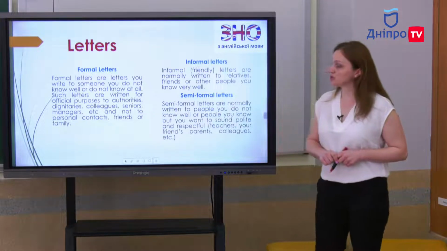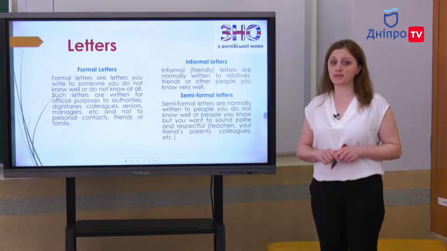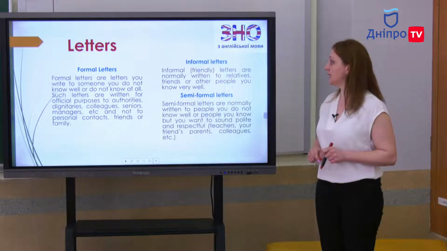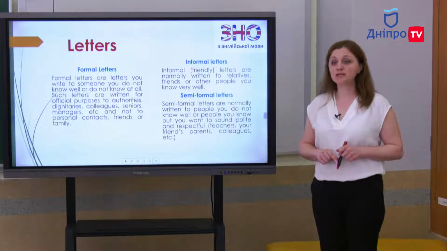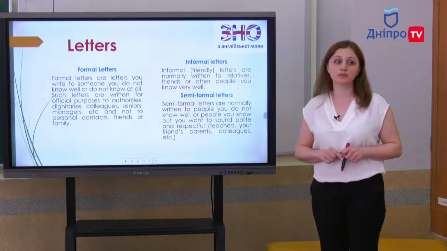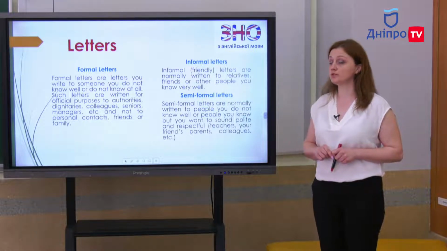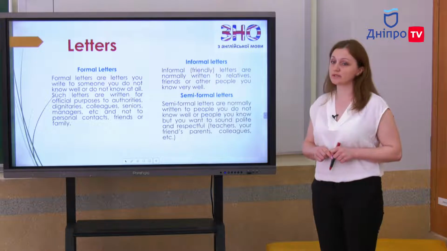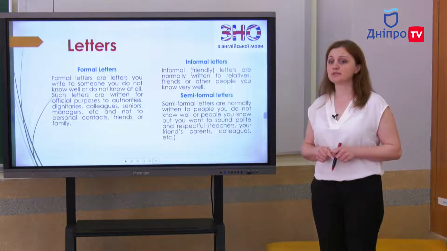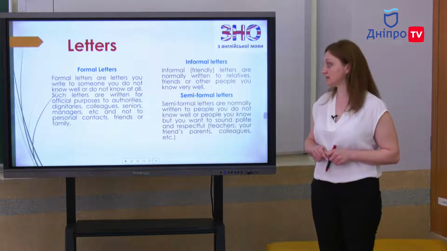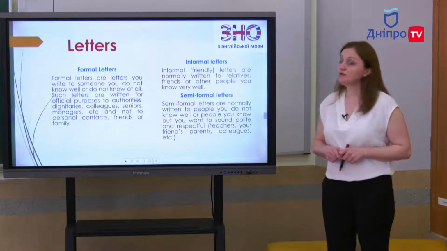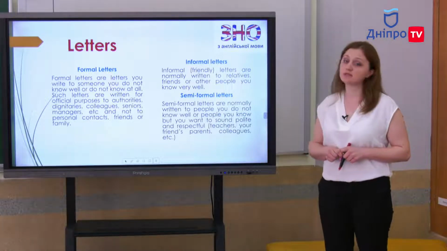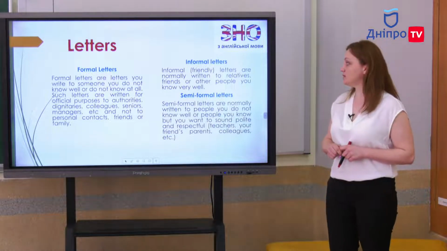Firstly, we should know the types of letters and why we write them. As we mentioned, we have 3 types of letters: formal, semi-formal, and informal letters. Formal letters are usually written to people you don't know well or do not know at all. Such letters are written for official purposes to authorities, dignitaries, colleagues, managers, and not to people of personal contact, friends or family. Informal letters are also called friendly letters, and they are normally written to relatives, friends, or other people you know very well.